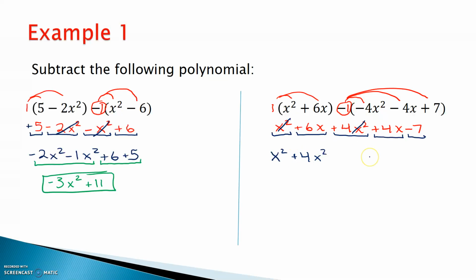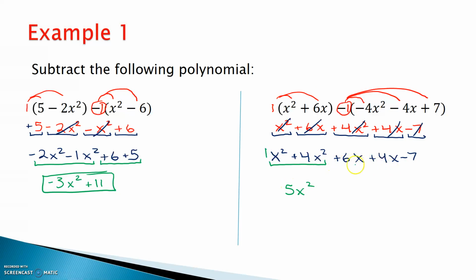All right, any more x squareds? Nope, so let's move on to the positive 6x, these guys that have x's, and lastly the positive 4x, so that's positive 4x, and my constant minus 7. All right, let me join these like terms. I have x squared and I have 4x squared. Well, that's a 1x squared and a 4. I'm adding the coefficients. 1 plus 4 gives me 5x to the second power.